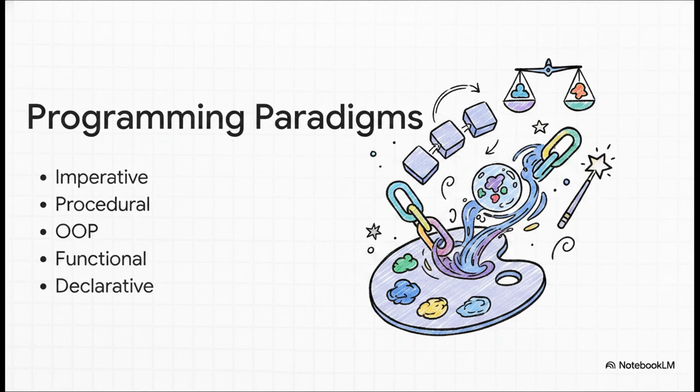Beyond types, we also have paradigms. Think of these as philosophies for structuring your thought process. Let's blast through them. Imperative relies on explicit sequential steps. Procedural wraps those steps into reusable function blocks. Object-oriented bundles your data and behavior into objects. Functional treats code like mathematical equations, strictly avoiding any mutable state. And declarative? That focuses purely on describing what you want, leaving the how completely up to the system under the hood. The real power today is that modern languages are often multi-paradigm, letting you mix and match these architectural styles exactly as you need them.